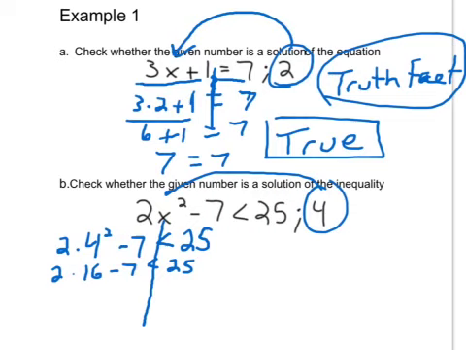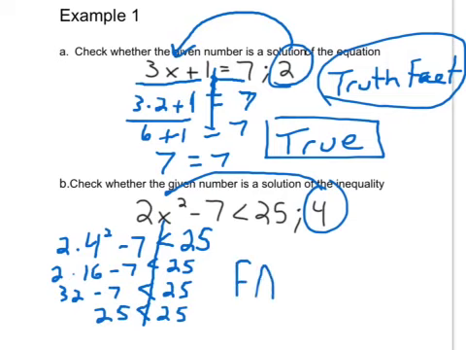Okay, so next I got to do the 2 times 16. Well, that's 32 minus 7. And I still want to know, is that less than 25? 32 minus 7 is 25. Now I'm down to the end. It says 25 is less than 25. True or false? No, 25 is not less than 25 because it's equal to. Those are not the same thing. Okay, so this is a big, fat, false statement.